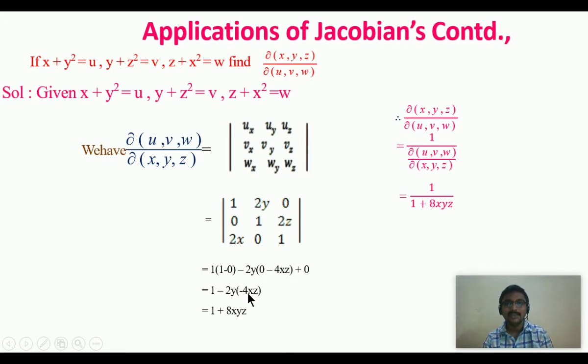Now, using the first property, that is the inverse property, we will have ∂(x,y,z)/∂(u,v,w) is 1 upon ∂(u,v,w)/∂(x,y,z). But the value of ∂(u,v,w)/∂(x,y,z) is 1 + 8xyz. So thus we will have ∂(x,y,z)/∂(u,v,w) value as 1/(1 + 8xyz).